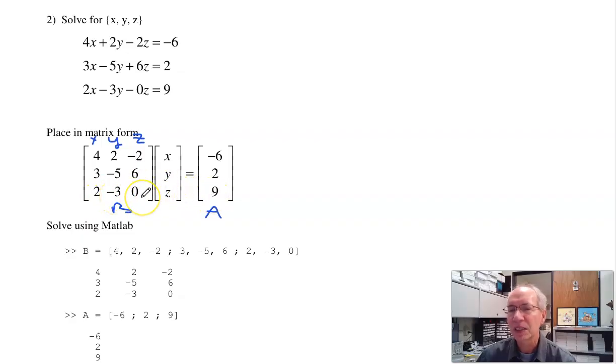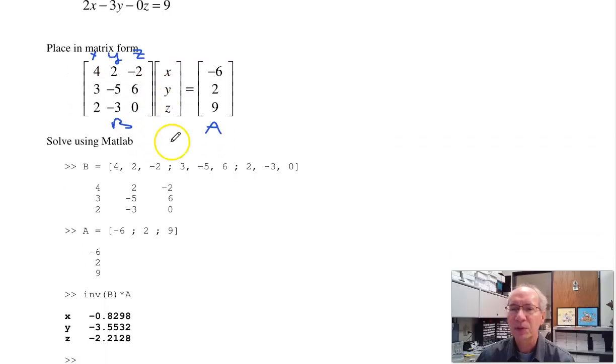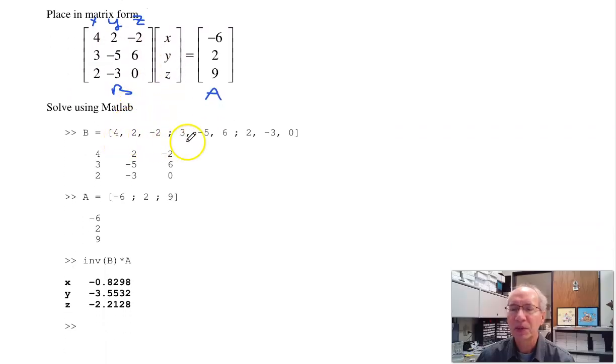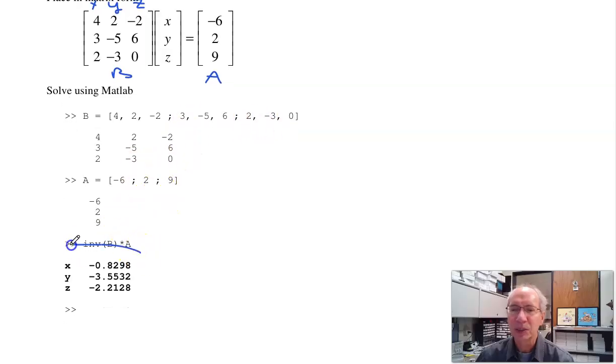And if there's an empty element, you can't leave it empty. That's where 0 goes. Once I put that in matrix form, throw in Matlab. Here's the B matrix, first row, second row, third row, A matrix, inverse B times A.